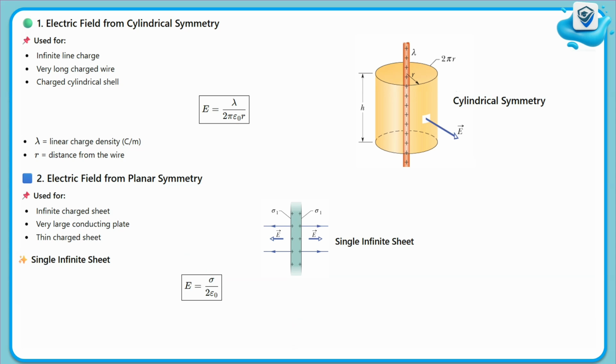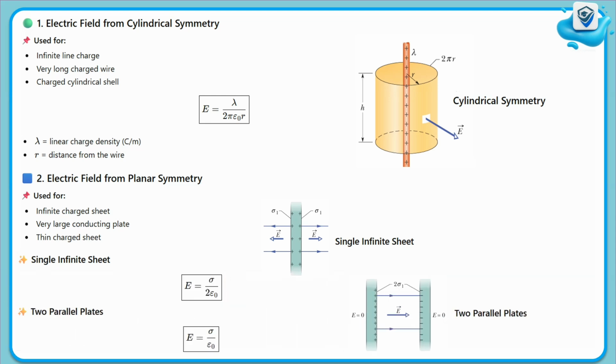Now look at the second figure. When we place two parallel plates with equal and opposite charges, the electric fields between the plates point in the same direction, so they add together. Outside the plates, the fields cancel each other, so the electric field is zero. Therefore, the electric field between the plates becomes sigma divided by epsilon 0. These are two of the most important Gauss's law formulas, and they appear very frequently in exams.